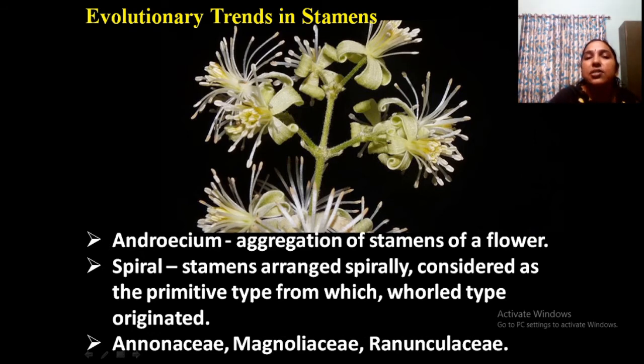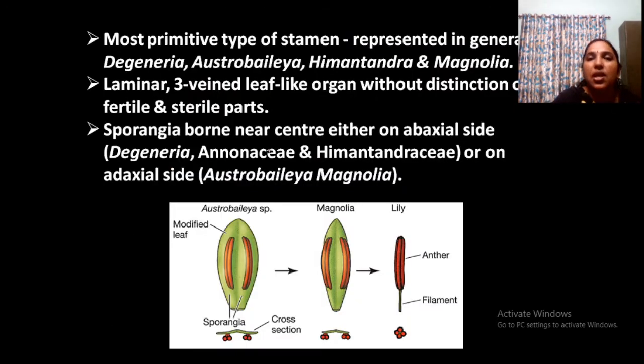You can see this in the primitive families like Annonaceae, Ranunculaceae, Magnoliaceae, etc., where the spiral arrangement of stamens is observed. And the most primitive type is observed in Degeneria, Austrobaileya, Himantandra and Magnolia. I already told you: the laminar, three-veined, leaf-like structure without a fertile and a sterile part, with sporangia near the center on the abaxial or adaxial side. That is actually repetition; I am concluding that part.